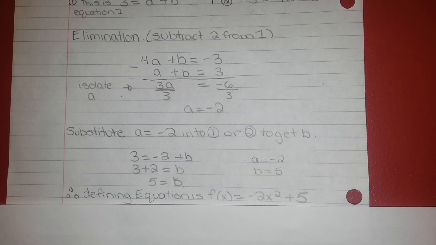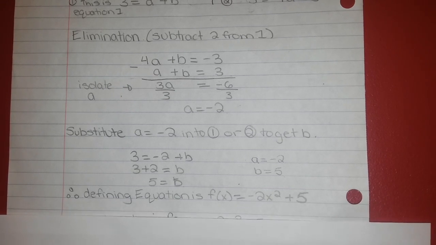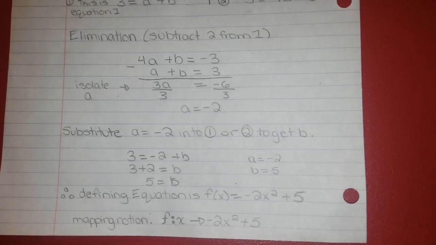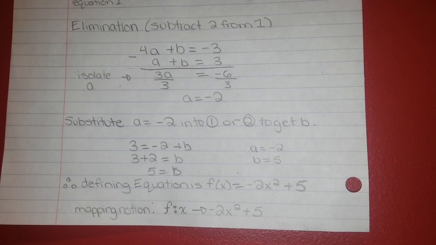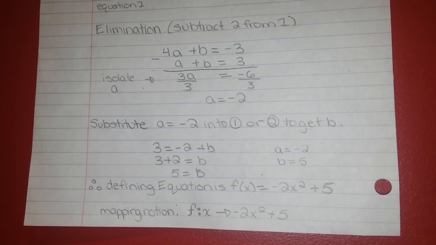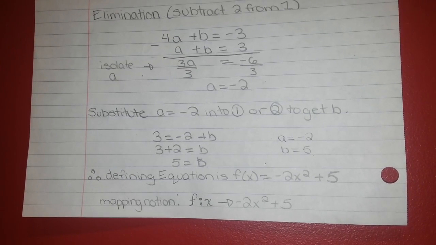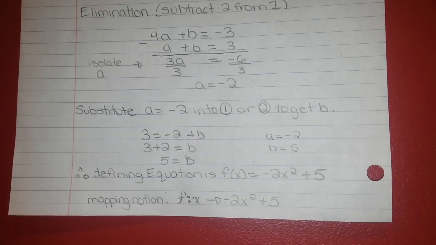Therefore, our defining equation is f of x equals negative 2x squared plus 5. We're not finished yet. Now we need to put this into mapping notation. In mapping notation, the formula is f colon x transforms into negative 2x squared plus 5.